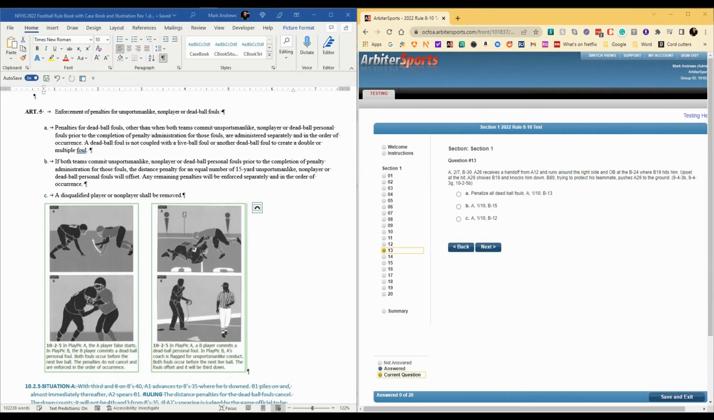Question number 13. A, 2nd and 7 at the B30. A26 receives a handoff from A12 and runs around the right side and out of bounds at the B24, where B19 hits him. Upset at the hit, A26 shoves B19 and knocks him down. B80, trying to protect his teammate, pushes A26 to the ground.